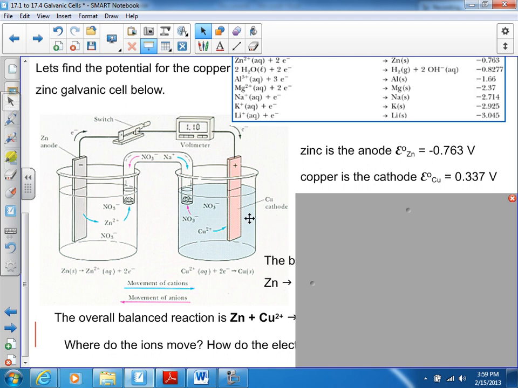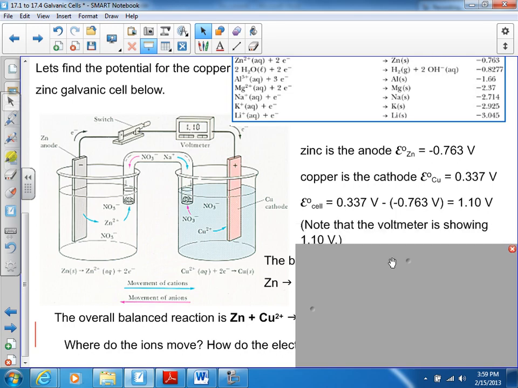Funny, they made it red. Reduction. Okay, oxidation will occur at the anode, and we already said this one's going to get reversed, so we'll have oxidation there. So zinc will be the anode, and look, it is indeed the anode. Okay, and notice the voltmeter is showing 1.10.